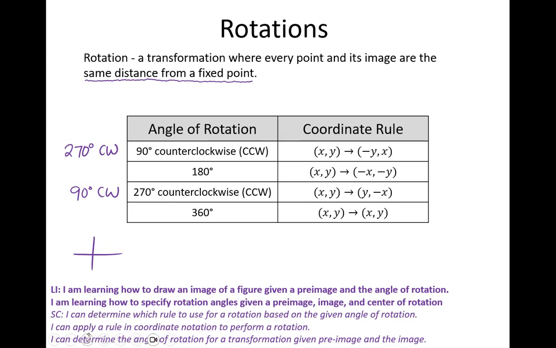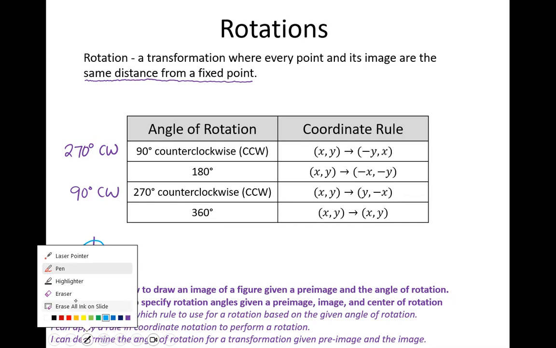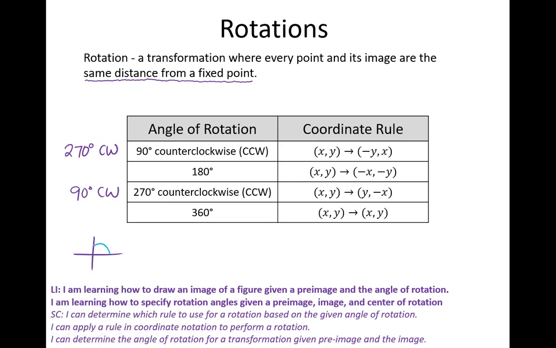If I go counterclockwise 90 degrees, so there's 90 degrees counterclockwise, that's the same as if I started in that same position here and I go in the opposite direction. I would end at the same place by going 270 degrees clockwise. So those two start and end at the same place, so we can use the same coordinate rule for those rotations.